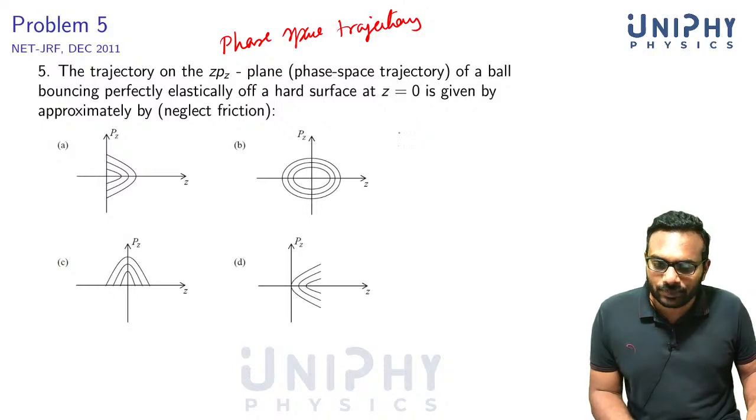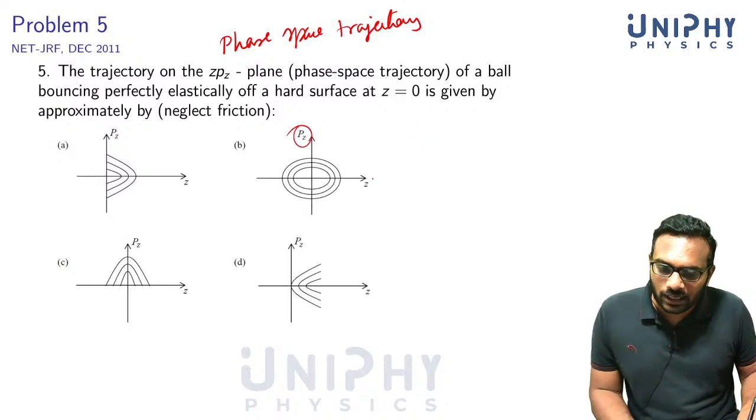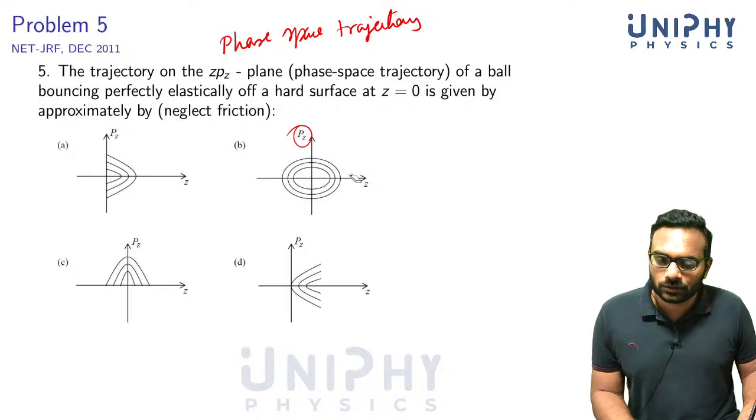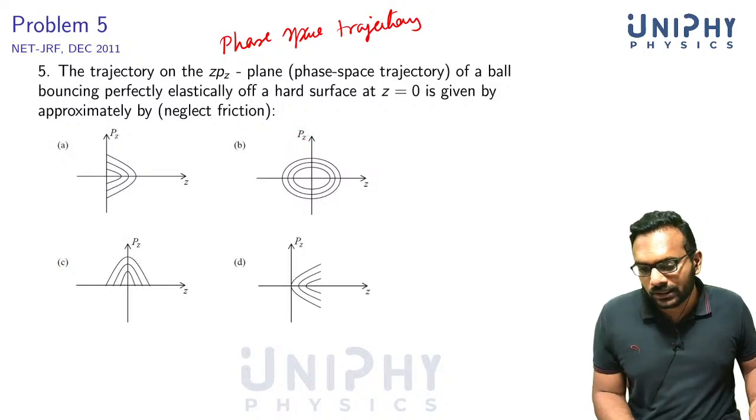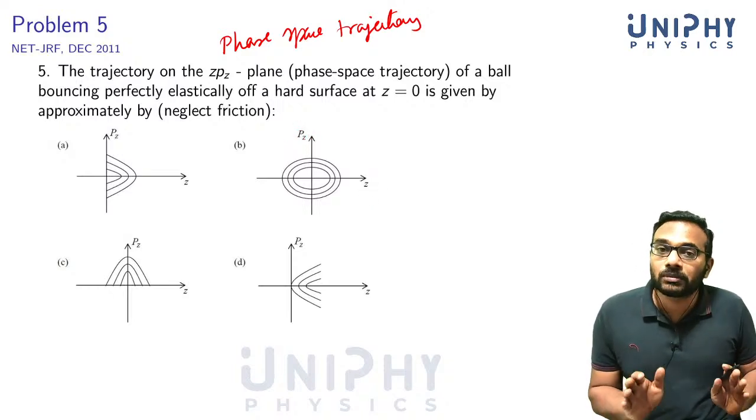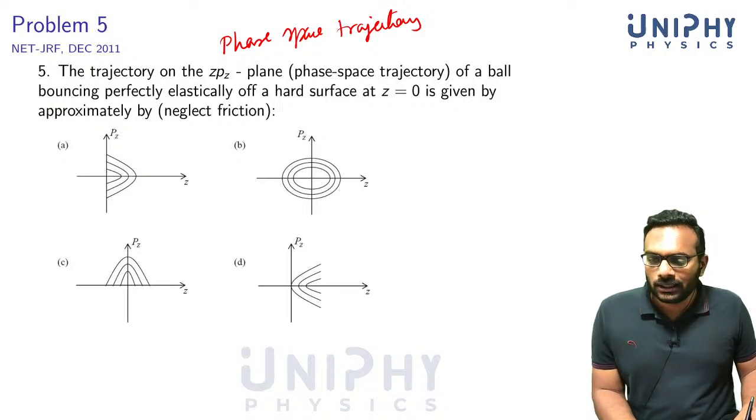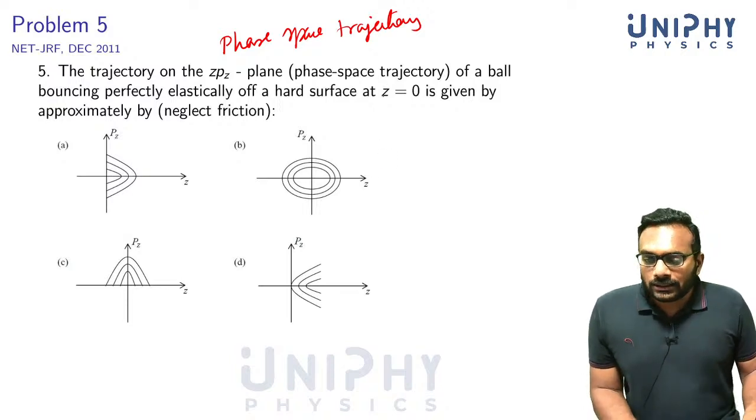So, it is the phase space, the coordinates are the momentum and the position. So, what is the most suitable answer among these? Okay, so, let us look at this.